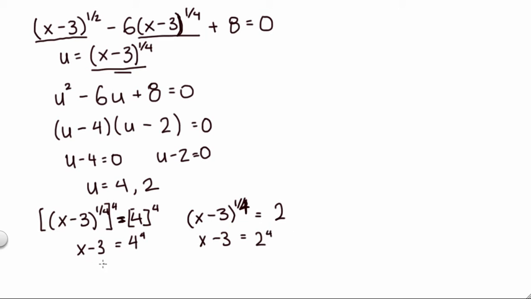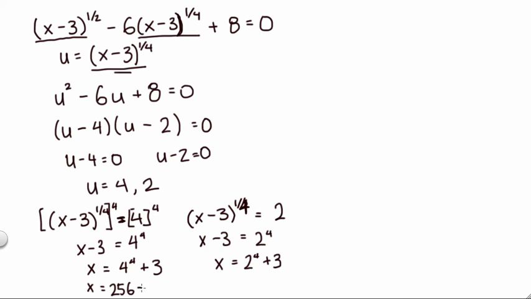Okay, so last step, we add 3 to both sides, so we get x equals 4 to the 4th plus 3. And here we get x equals 2 to the 4th plus 3. So let's see, 4 to the 4th power, 16 times 16. So that is 256.